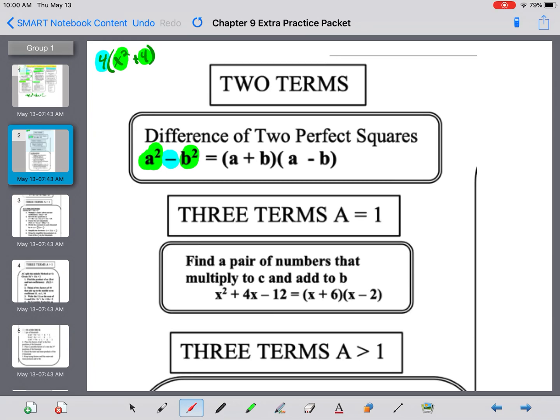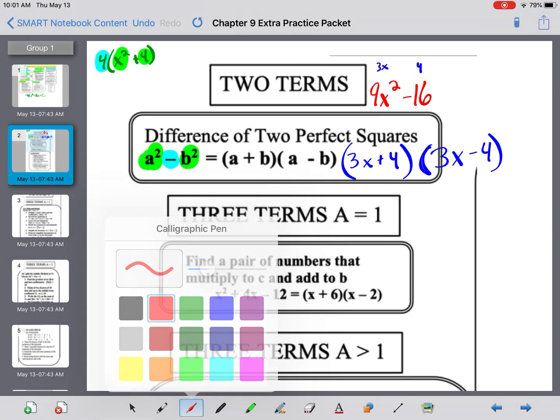So an example here would be 9x squared minus 16. I see 2 terms, they're being subtracted, and both of those terms can be square rooted. Once you figure out the square roots, which the square root of 9x squared is just 3x, and the square root of 16 is 4, you take those square roots and you add them, and you multiply that with those terms being subtracted. And it's important that the square root of the second term, the square root of 16, which is 4, goes in the second position. It's going to be a positive 4 in one of the parentheses or factors, and a negative 4 in the other parentheses or factor.